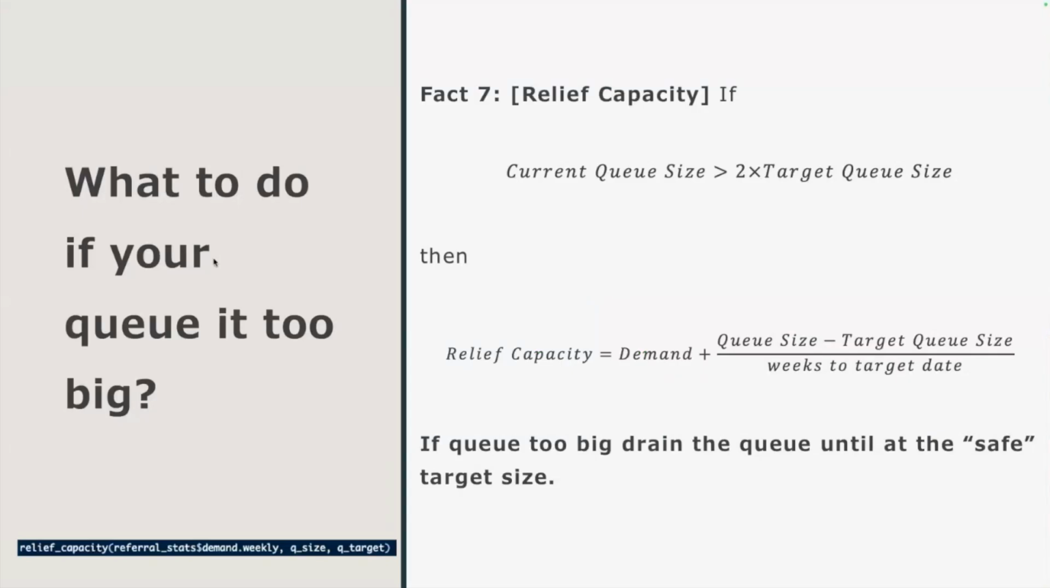There's a little calculation you can do to work out the relief capacity, which is the rate you should be serving at to go down that orange part of the curve. Again, that's implemented in the package, where you can look at your weekly demand, your current queue size, the target you want to reach, and the number of weeks you want to take to make the targets. So if the queue size is too big by Little's Law, this gives you the amount of capacity you should do in order to reach a safe level.